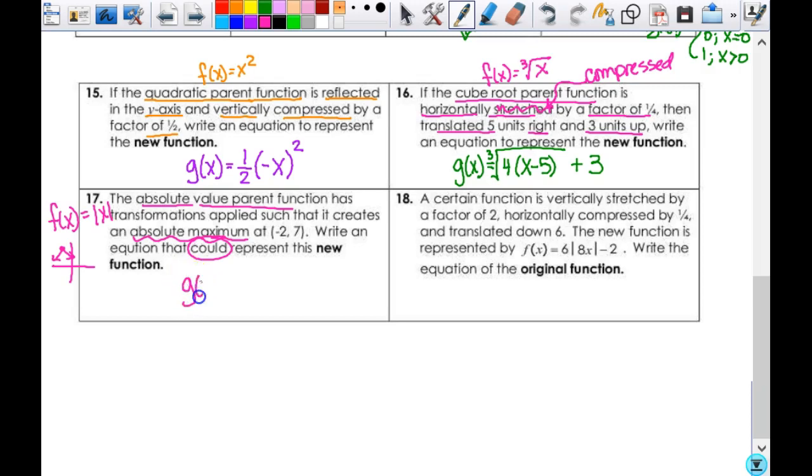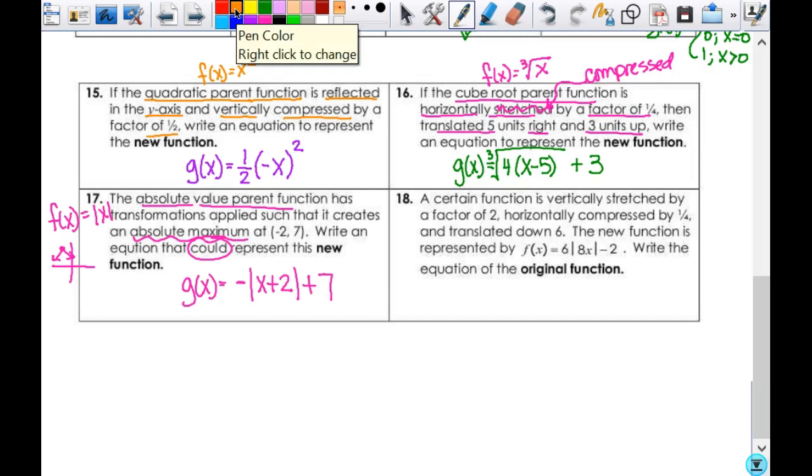So I'd have g of x is equal to, if I'm going to reflect in the x-axis, then the negative is on the outside, absolute value, and I've got to move it to the left. So if I translate to the left 2, that means I'd have x plus 2, and then up 7, we have plus 7 on the outside.